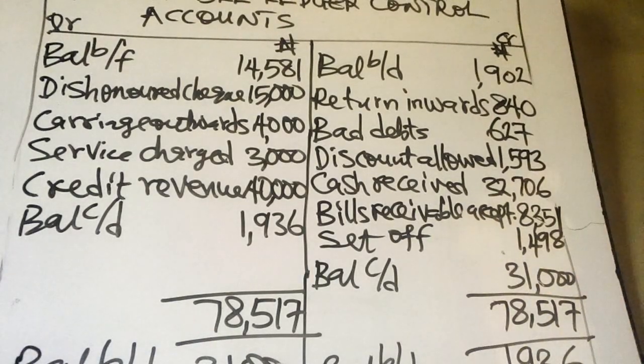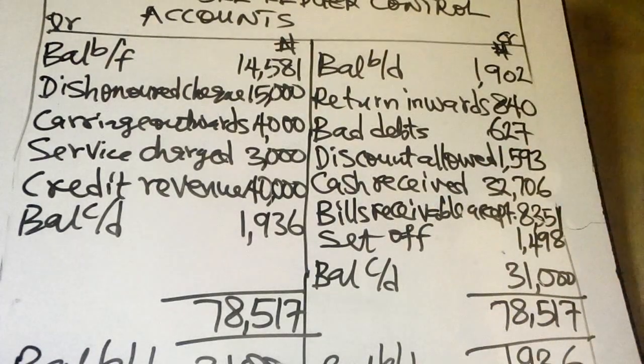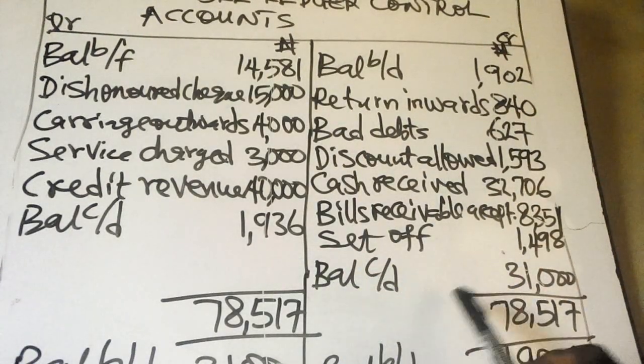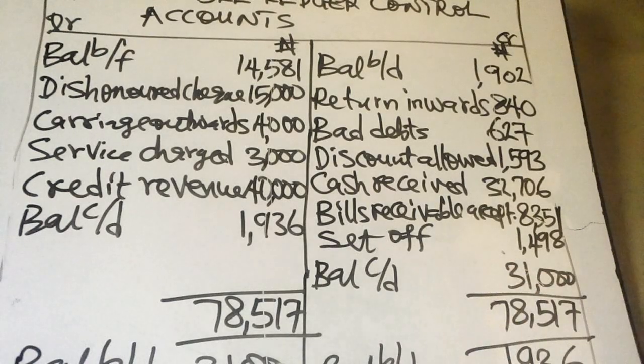In some cases, you will not be given the closing balance here. So where the closing balance is not given, by the time you sum up the debit side, the total of the debit side will exceed the total of the credit side here. The difference between the two sides will now be the closing balance here. That is the receivable ledger control account.